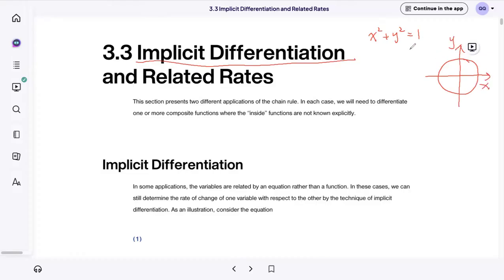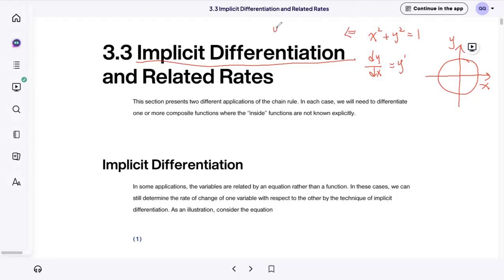So it's an equation, it's not a function. Right? It's not a function. So we cannot follow the rules for functions to differentiate. So that's why it's called implicit. So what do we do? Let's say we want to find dy/dx, the same as y prime, right? Because we cannot solve for this.